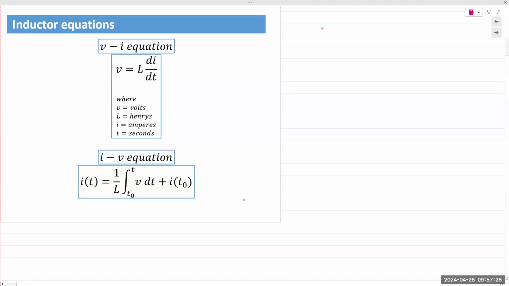You reverse it, meaning you want to find the current, you perform the opposite of differentiation, which is integration. You integrate, you take L on the outside, on the other side, you get 1 over L integration of V. Okay, 1 over L integration of V. Now, integration is nothing but summing up of individual slices, right? dt is the individual slice, and then you sum it all up over the period from t0 to t.